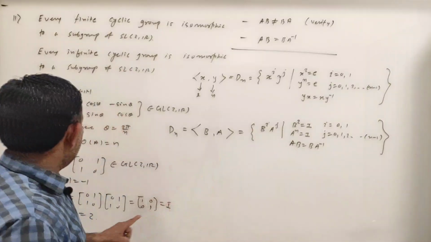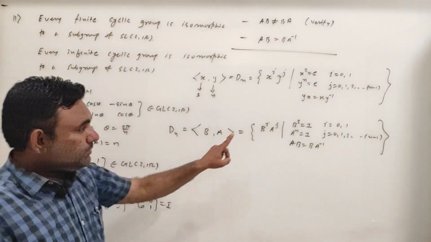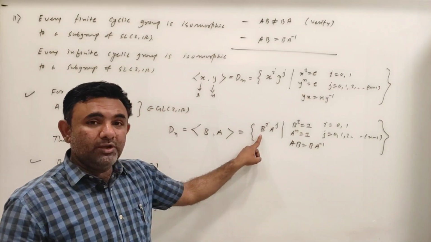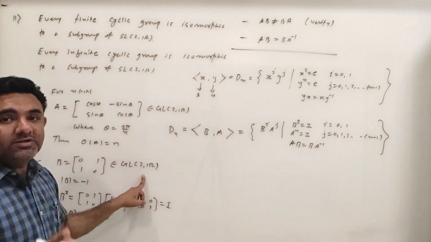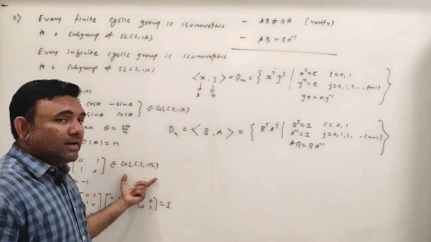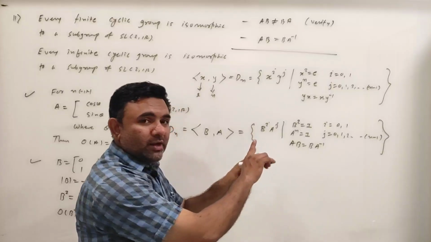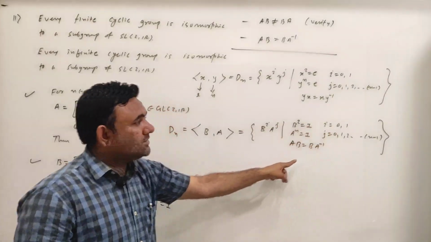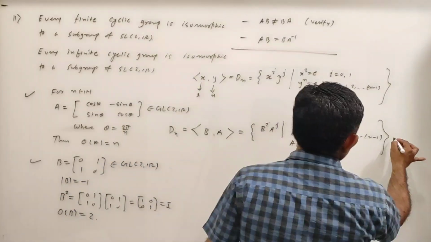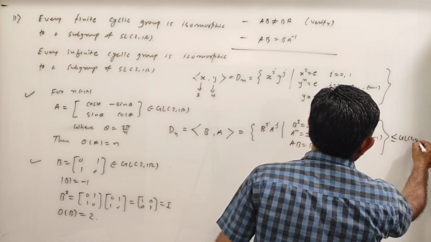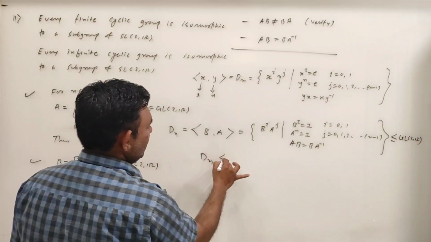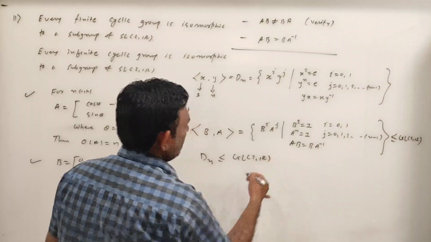And here A and B are elements of what? GL2R. So all the powers of A and all the powers of B are again elements of GL2R, because GL2R is a group. Now all powers of A and all powers of B are elements of GL2R. So their product is also an element of GL2R. So all these elements are of GL2R. So this is a subgroup of GL2R. So what is proved? This Dn is a subgroup of GL2R.